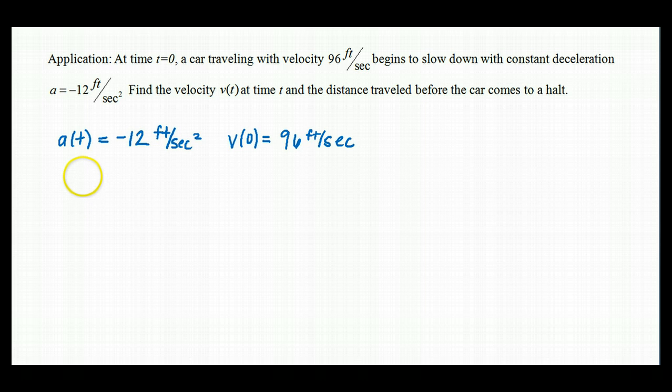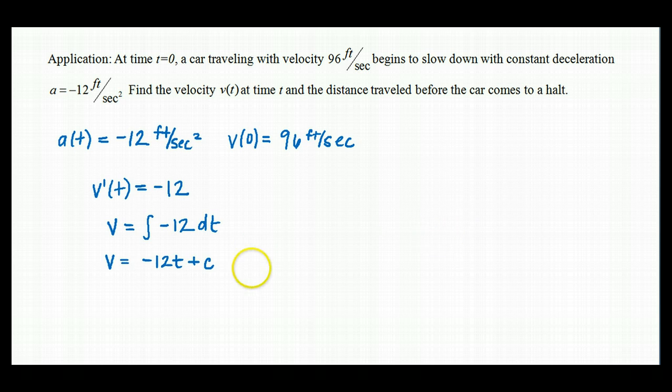So here I have a of t, which is really v prime of t. So v prime of t is negative 12. So that must mean if I want to get to velocity, I have to take the antiderivative. So v is going to be the antiderivative of negative 12 dt. I'm using the variable t since our independent variable here is time. So if I take the antiderivative, v is going to be negative 12t plus c.